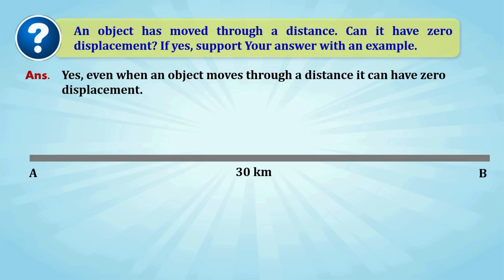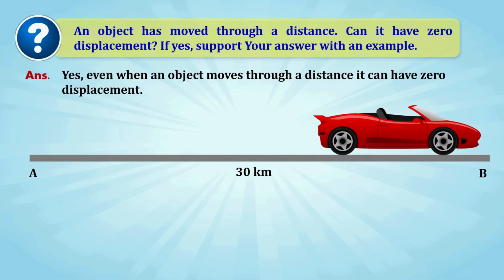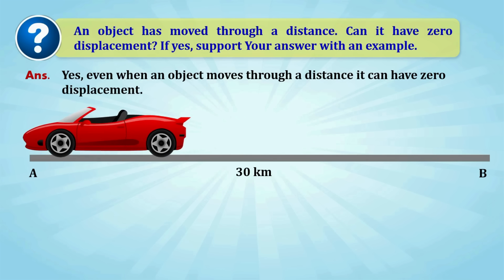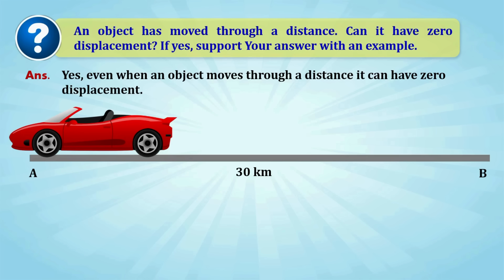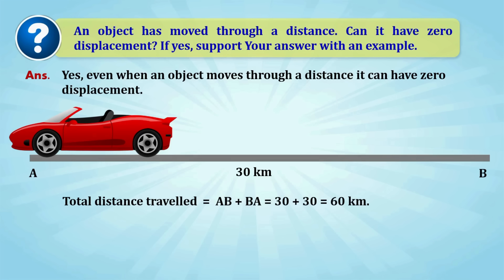Here, a car starts its journey from point A and travels 30 kilometers to point B. After reaching point B, the car turns back and travels another 30 kilometers to return to point A. So, the total distance traveled by the car is AB plus BA, that is, 30 kilometers plus 30 kilometers, which equals 60 kilometers. However, displacement depends only on the initial and final positions.